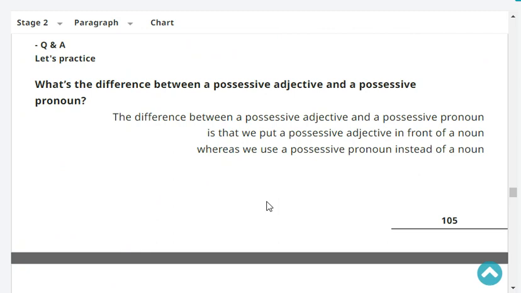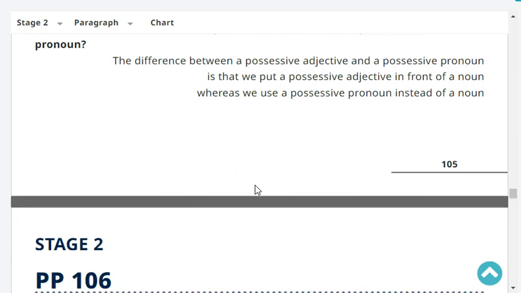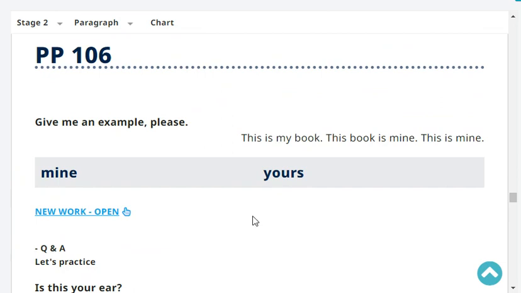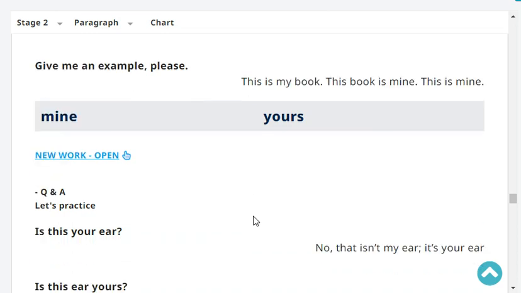Okay, what's the difference between a possessive adjective and a possessive pronoun? The difference is that we put possessive adjectives in front of a noun, whereas we use a possessive pronoun instead of a noun. Very good. Give me an example, please. This is my book. This book is mine. This is mine. Very good.